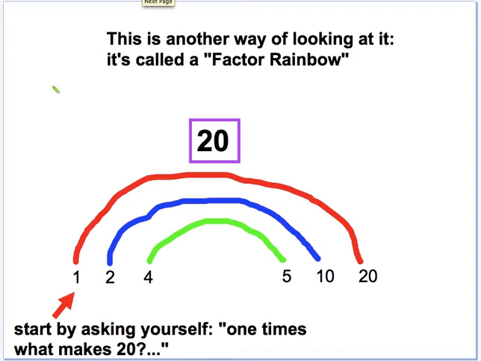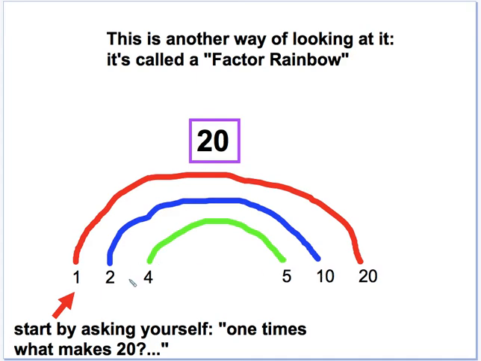There's another way of looking at it, called a factor rainbow. You start off on the left-hand side, and every single number has 1 as a factor. So you ask, 1 times what makes 20? You follow the arc and put the largest number on the right-hand side, 1 times 20. Then you go to the next number, 2. Is 2 a factor of 20? Does 2 times something evenly go into 20? Yeah, absolutely, 2 times 10.